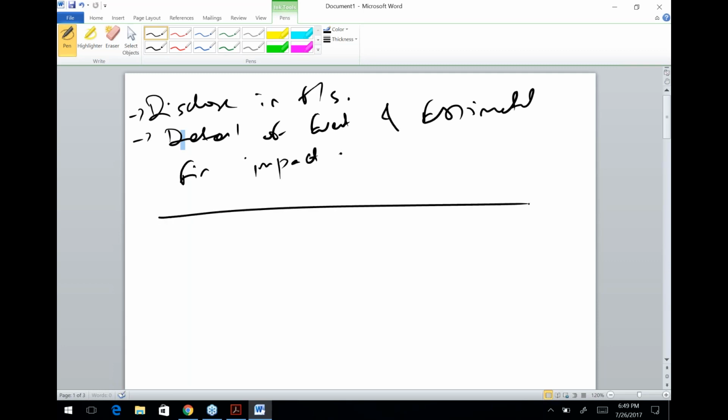Now, another area that you should talk about is the contingent asset that they have recorded. For the contingent asset, what you should note is that the contingent asset does not exist at the year end.